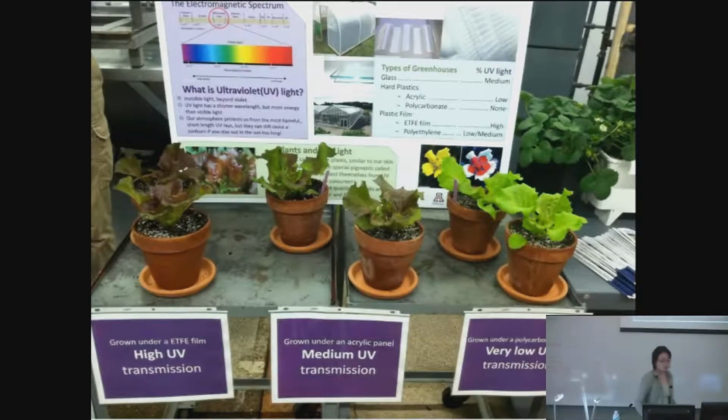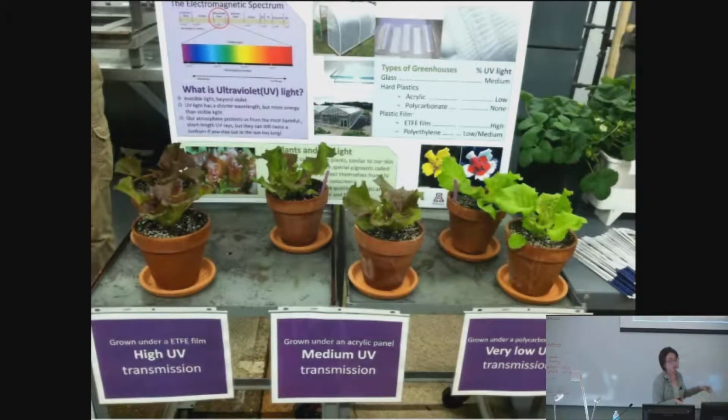The left-hand side is grown under high UV transmitted greenhouse. Second one is a medium UV transmission. We put acrylic panel. The last one is a very low UV, which is a polycarbonate panel. And then we actually put the shade cloth too, so that the light intensity, DLI and light intensity are all the same, but the only difference is light quality.